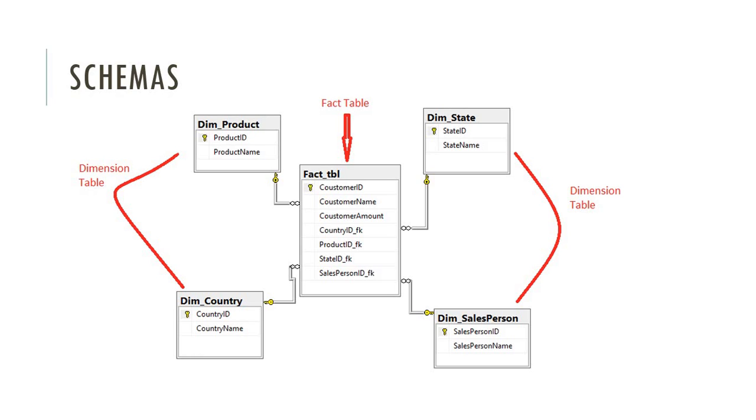So here we can see that there are 4 dimension tables: product, state, salesperson, and country, and 1 fact table. The fact table contains the primary keys of all the dimension tables, which are salesperson ID, country ID, product ID, and state ID, as well as its own measures such as customer ID, customer name, and customer amount. So this is a basic explanation of what a dimension table and a fact table are. I hope you are all now clear with the dimension table and fact table.